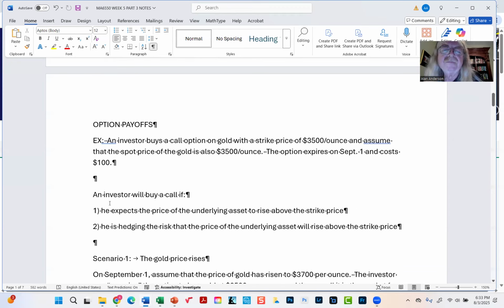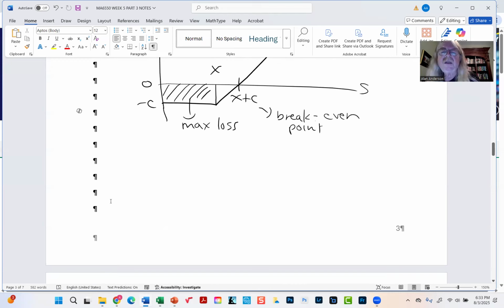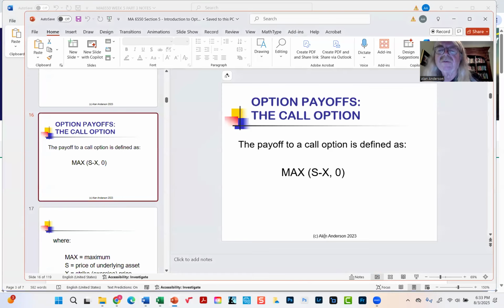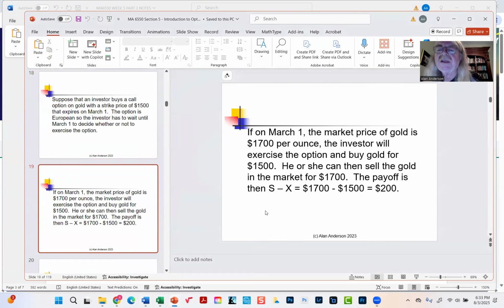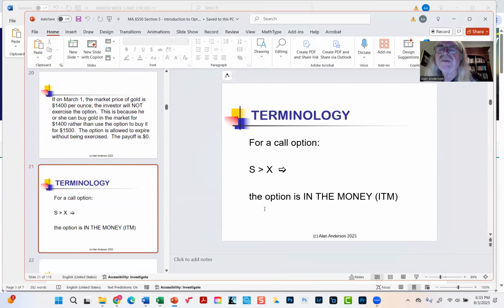What about the put? Now, the put is the one that lets us sell, which implies that everything must be working in reverse. By the way, the examples, so this is the same.